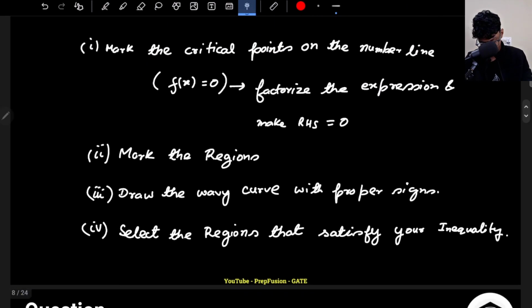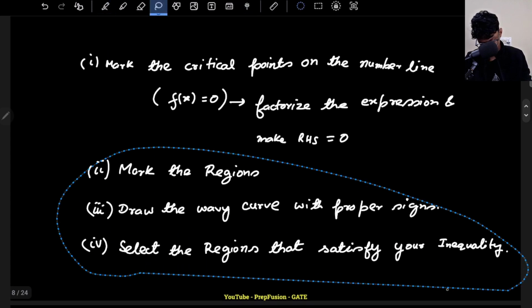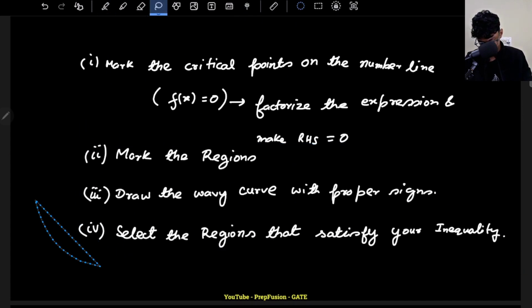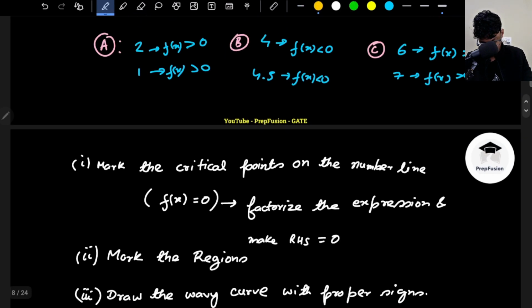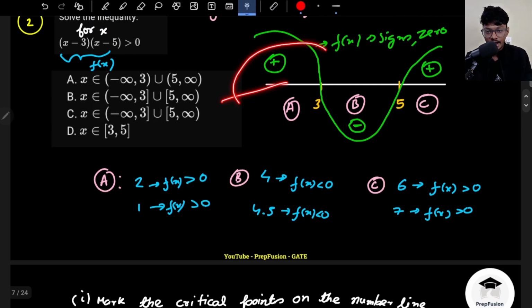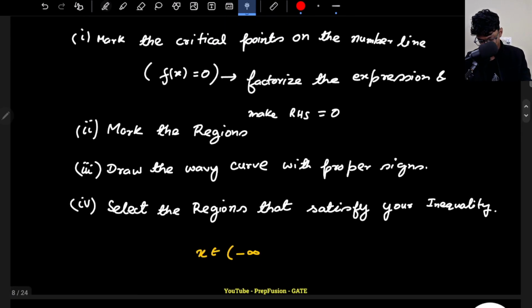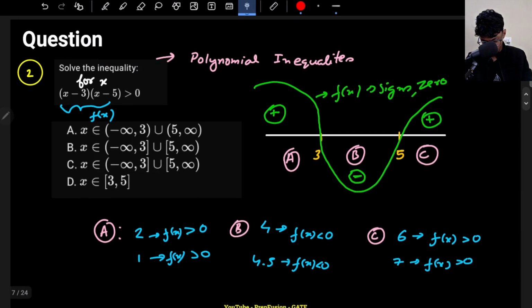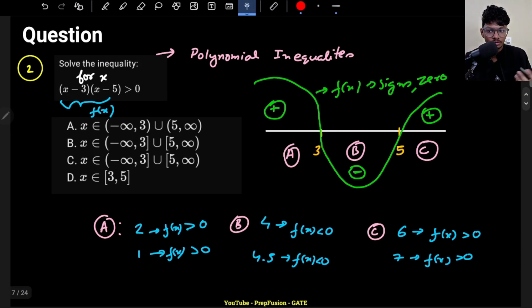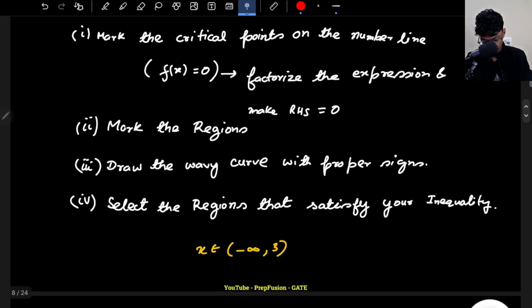So basically, my x can belong to, okay, first I will choose the lower limits. It can belong to minus infinity, because minus infinity is a valid region, and until 3. After 3 it is going negative, so I don't want that. 3 will not be included because at 3 it is going to 0, and I have only a greater than sign, so obviously 3 will not be included here.